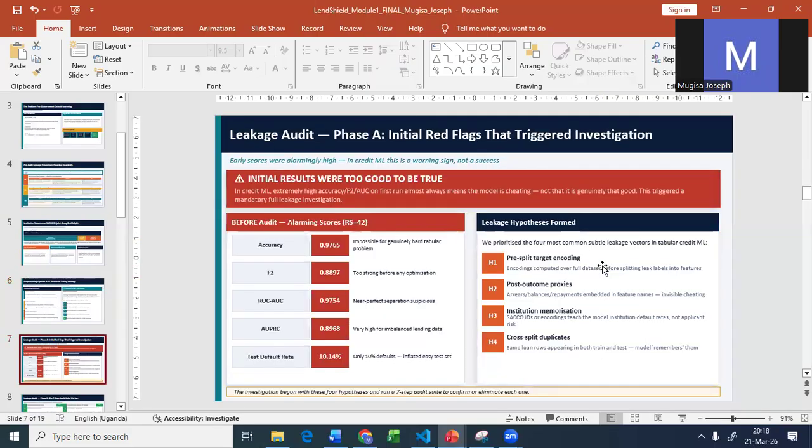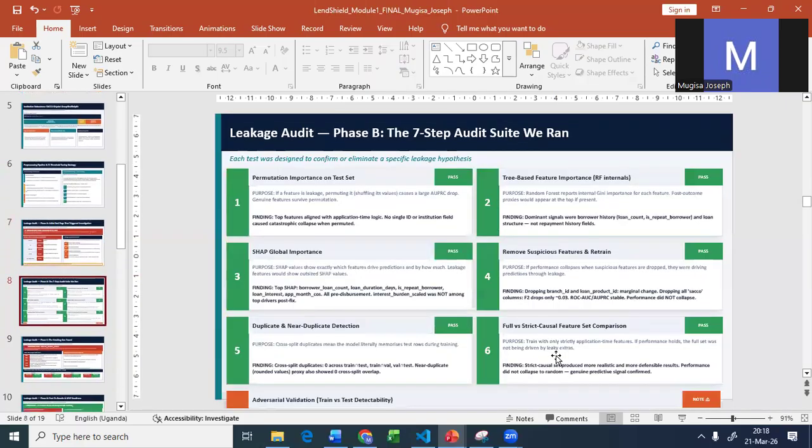So we did some leakage audit. As we promised, our performance was too good to be accepted, so we had to do some auditing and we established some hypotheses here. Those are the hypotheses we based on, and every action that we carried out in the leakage audit was in need of resolving a given hypothesis.